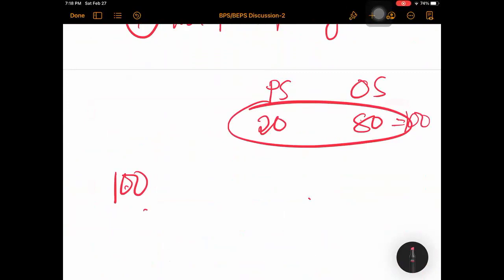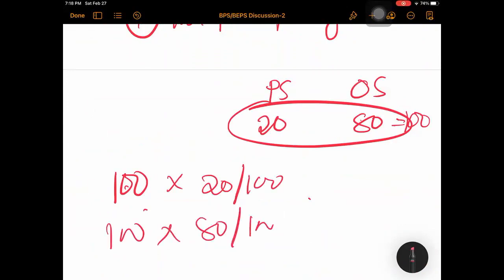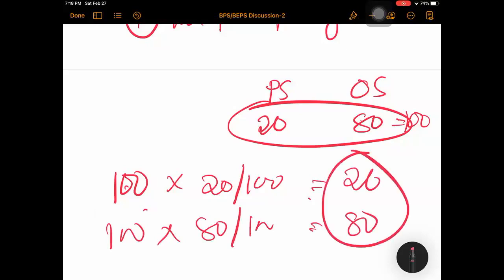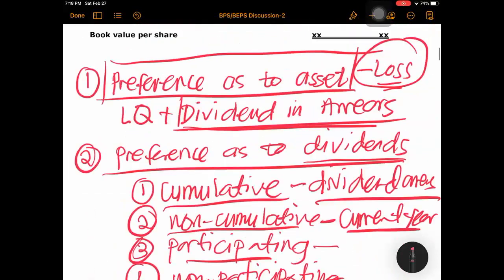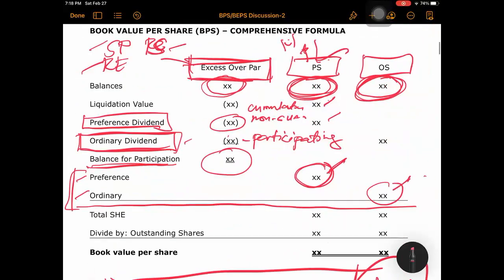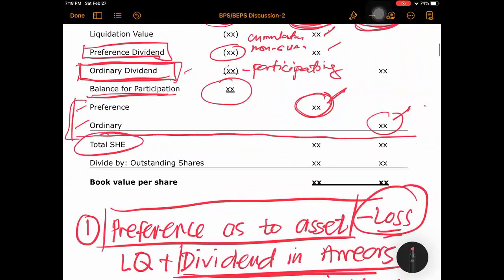For preference share, that's times 20 divided by 100. For ordinary share, times 80 divided by 100. Therefore, 20 and 80. So that is the allocation per share that we compute here. After computing, after prorating or allocating the balance for participation, if there is a participating preference share, that is the time we can compute the total shareholders' equity per share: this is for your preference share, this is for your ordinary share.